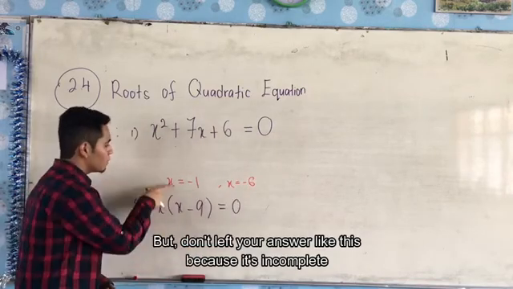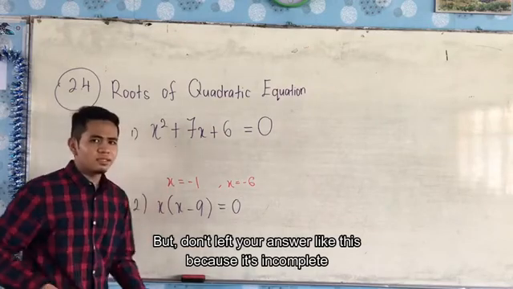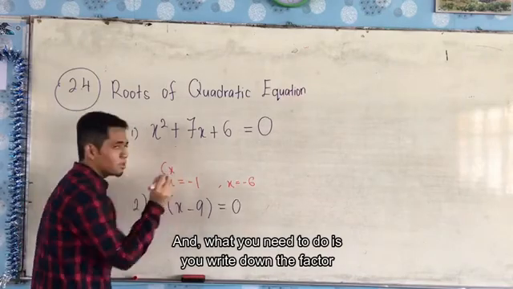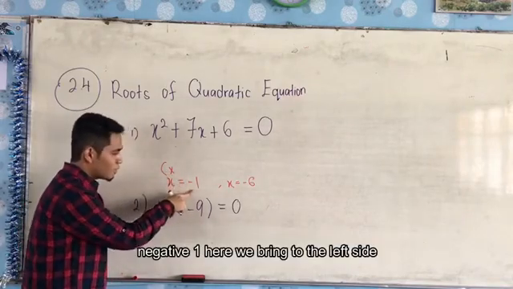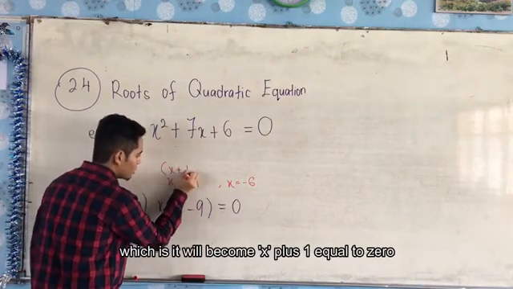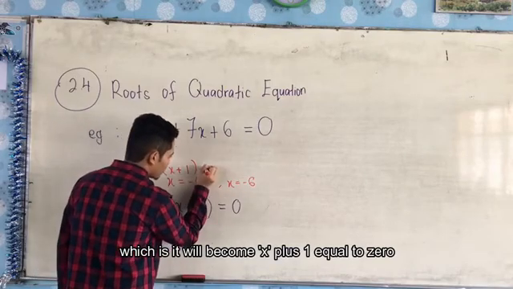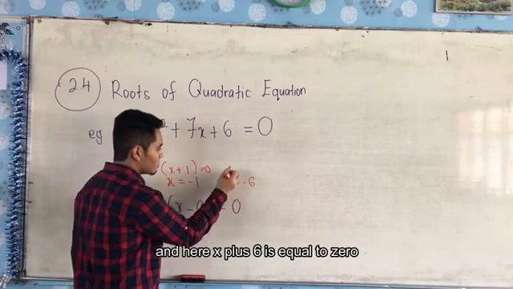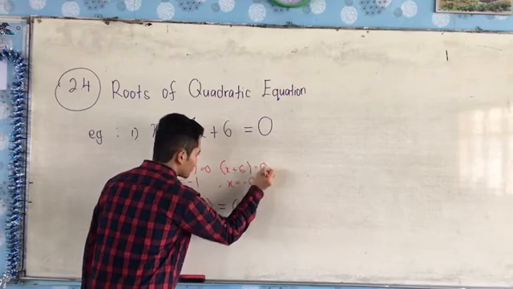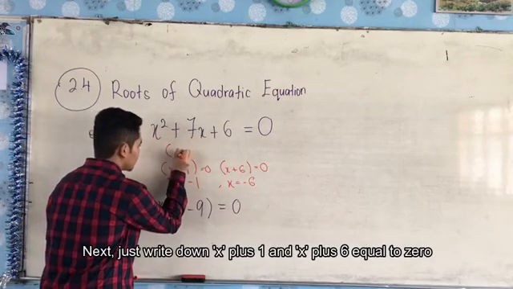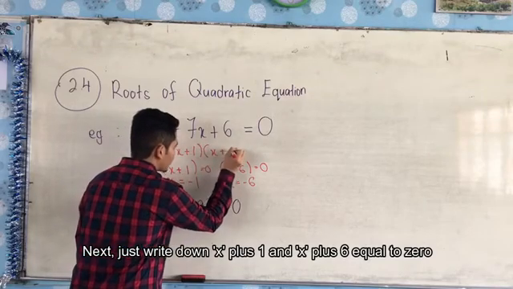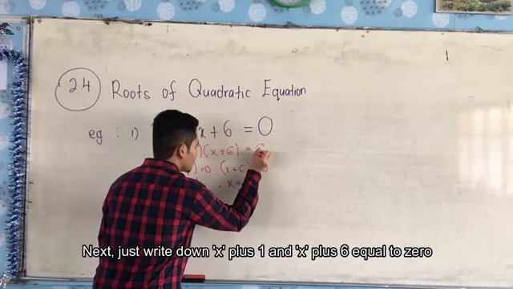But don't leave your answer like this, because it's incomplete. What you need to do is write down the factors. So -1 here will bring to the left side, which is x will become x plus 1 equal to 0, and x equal to -6 will become x plus 6 equal to 0. Next, just write down x plus 1 and x plus 6 equal to 0.